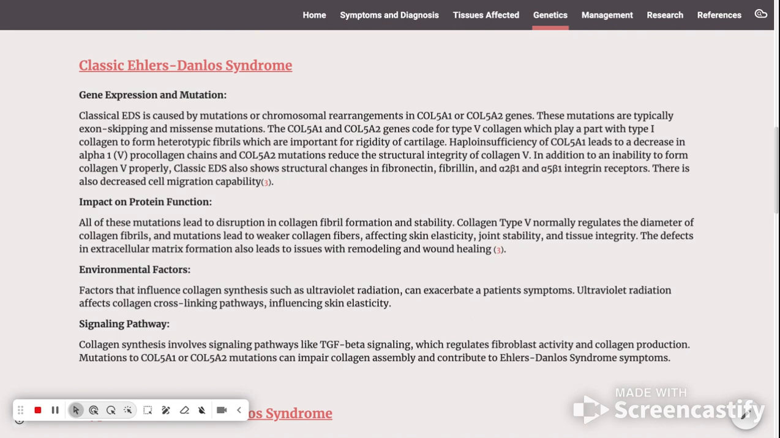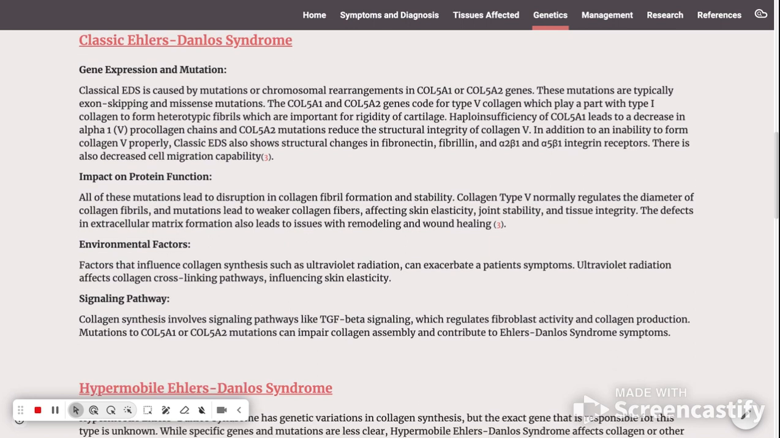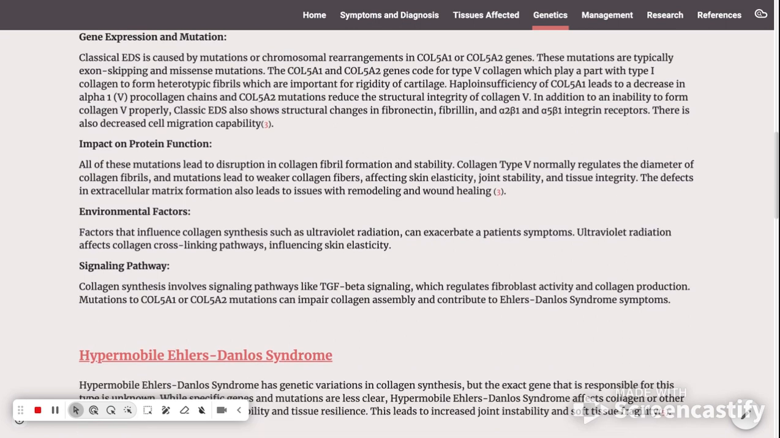And it's important to note that this is what contributes to that elastic skin and the typical symptoms that we see, as well as joint instability. And as far as environmental factors, Ehlers-Danlos syndrome is genetic. It's autosomal dominant. However, there are environmental factors that can exacerbate these symptoms. And for classical, this includes ultraviolet radiation because it causes issues in the cross-linking pathways.